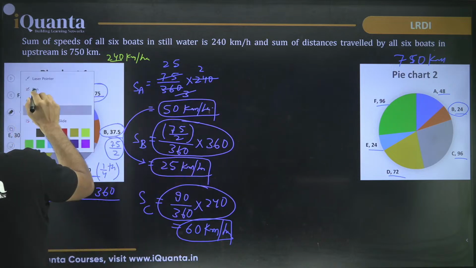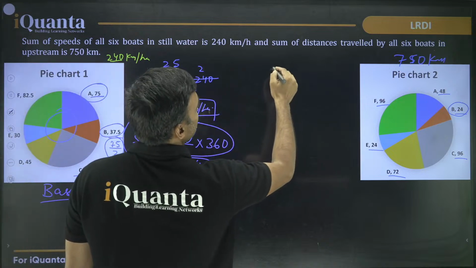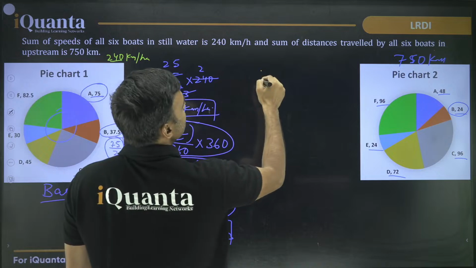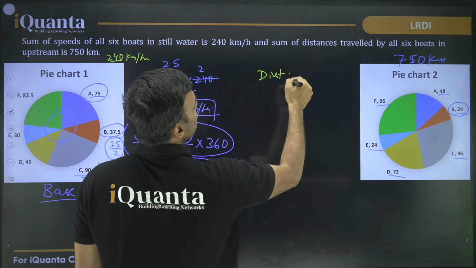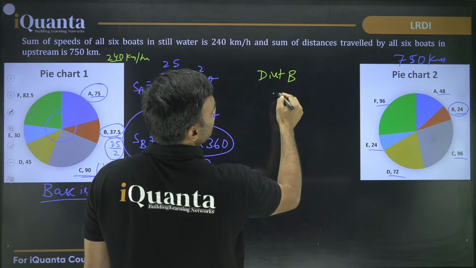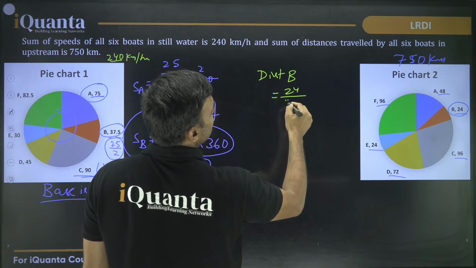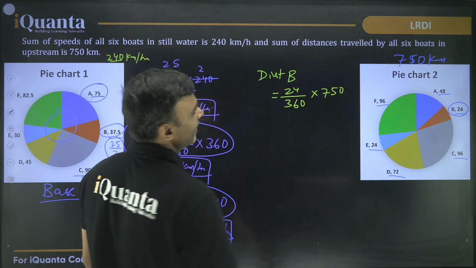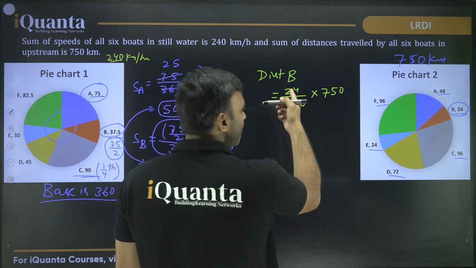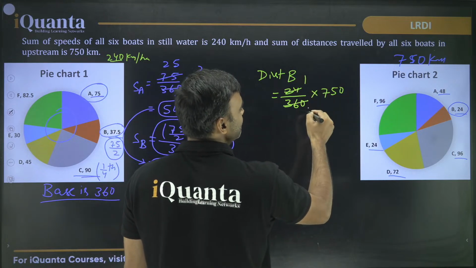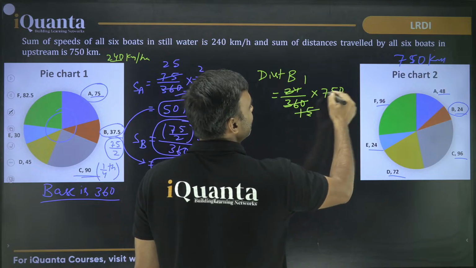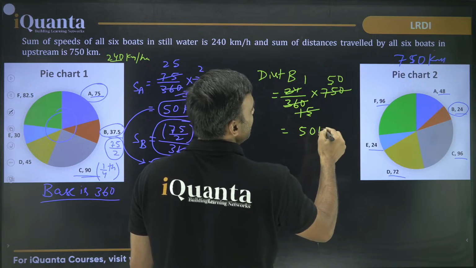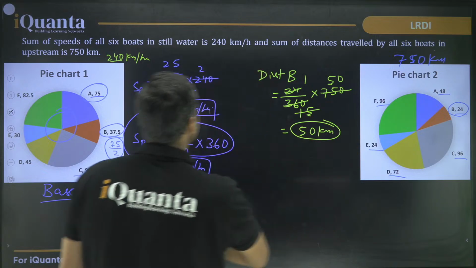Choose the smaller one and every other you will be able to find. Distance traveled by B. How much is that? That is 24 divided by 360 into 750. If you remember the table, this is simply 15 times, and 15 will be 5 times 75. So 50 kilometers. Now do I really need to do any other calculation in this?